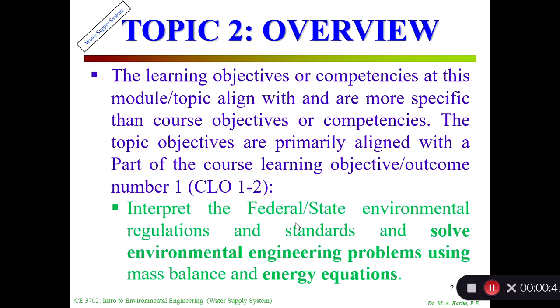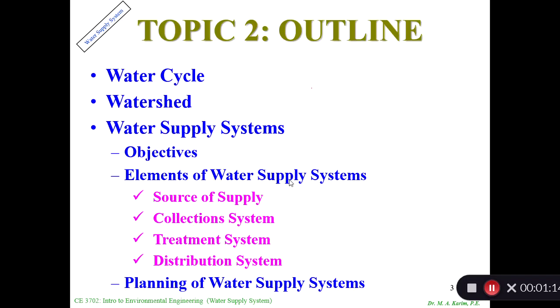Okay, so here is the overview of this topic. This topic basically covers course learning outcome number 1, which has 2 sections. If I read it: interpret the federal and state environmental regulations and standards, and solve environmental engineering problems using the energy equation. Mass balance is topic 1, so the energy equation is this one, right? So that's what this will cover.